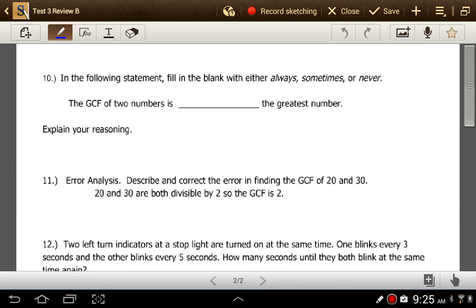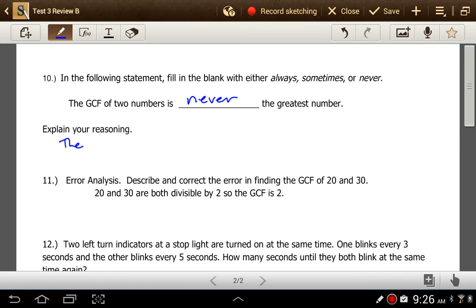Alright, in problem 10, please pause this and answer number 10 real quick. Okay, hopefully you paused this and filled in the statement. The GCF of two numbers is never the greatest number. The GCF has to be less than the numbers.